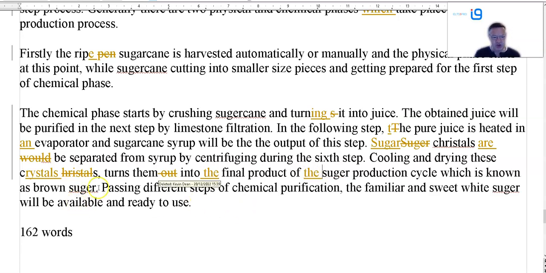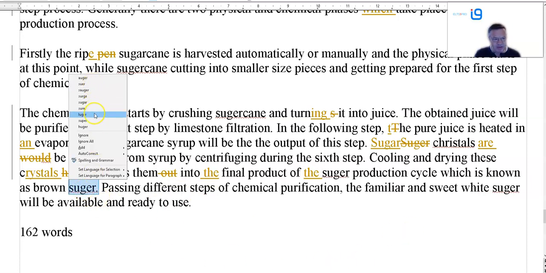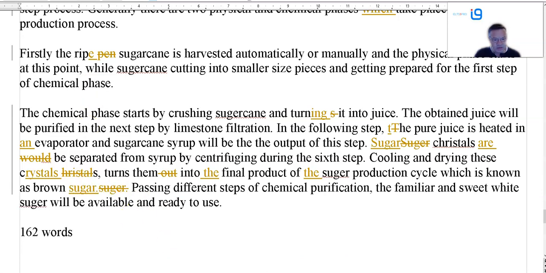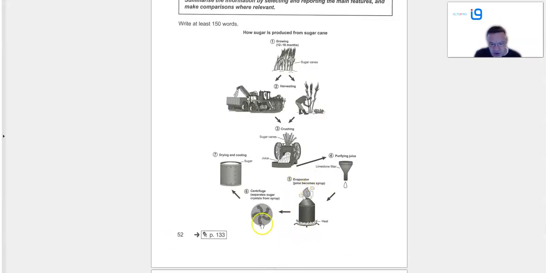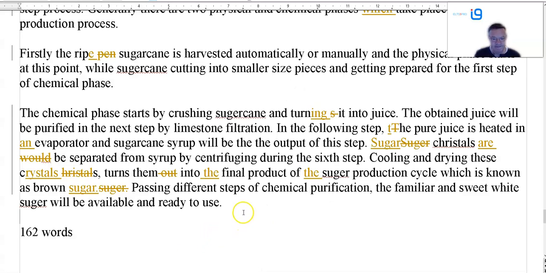Now, brown sugar, does it say anything about it being brown? I can't see anything here. So canes, harvested, crushed, purified, juice evaporated into syrup, a centrifuge separates the crystals. It doesn't say anything about whether it's white, black, brown, or even pink.